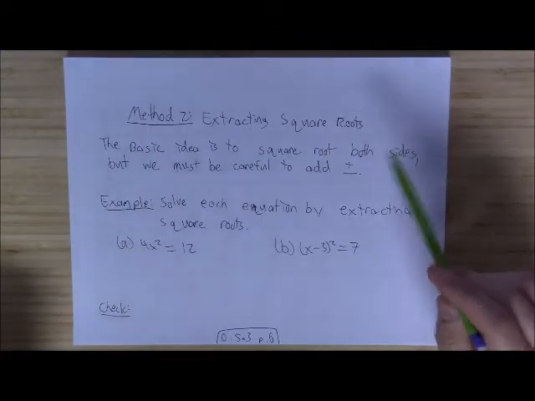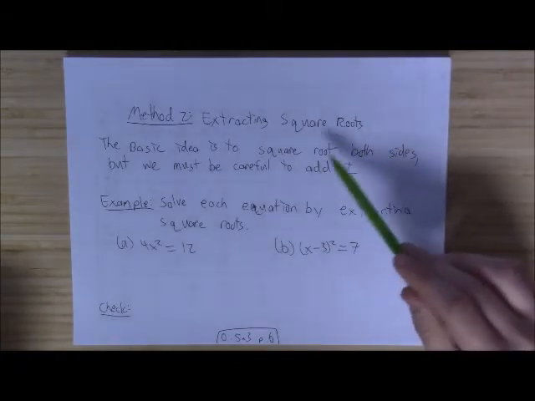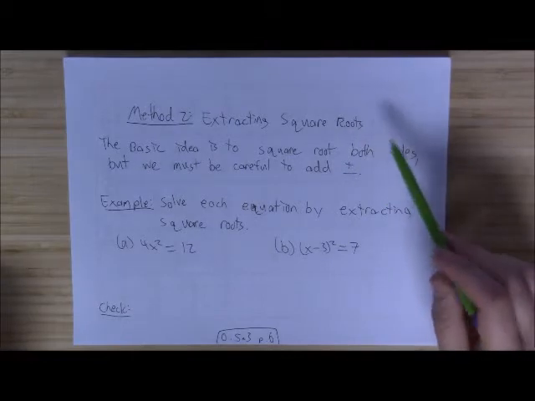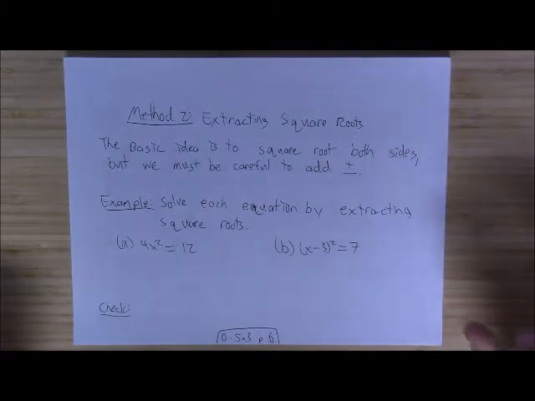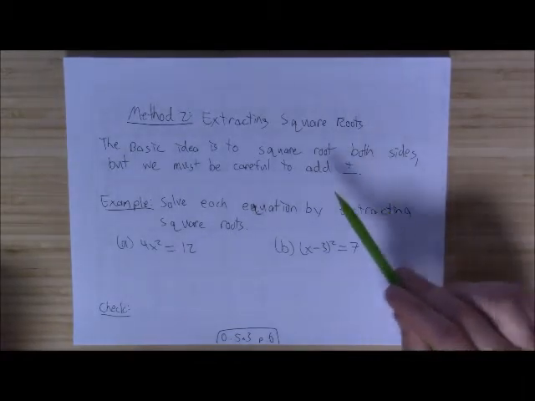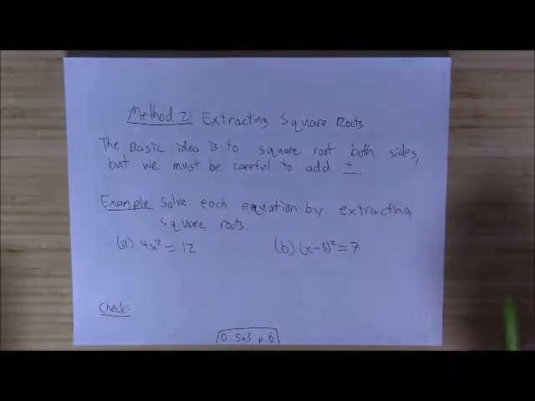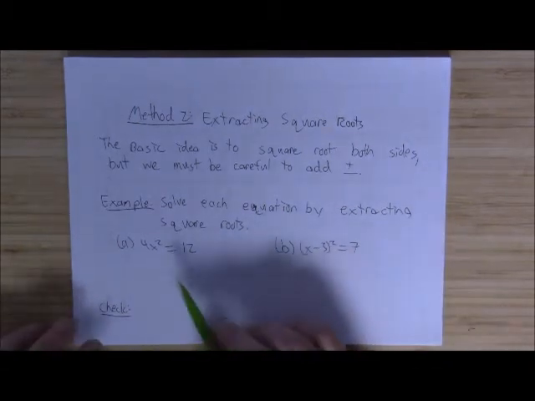So, factoring is one method for solving quadratic equations. Another method has to do with what's called extracting square roots. The basic idea is to take the square root of both sides, but the important thing is that we need to remember to add a plus or minus, because we're taking a square root. So let's go ahead and solve each of these.